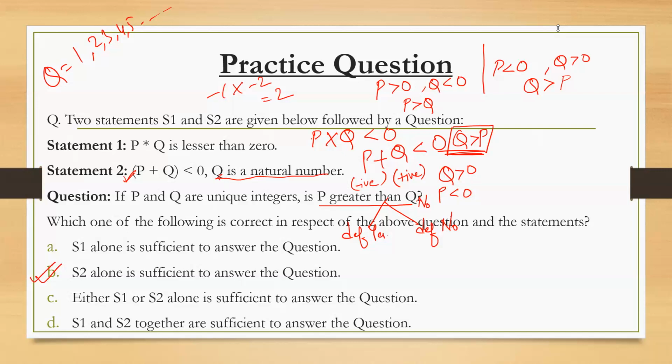So again, please remember, when we have statement based or data sufficiency questions here, we go with S1 alone first. Remember the order. S1 alone, S2 alone. If this is already proved, then we don't have to go further. Either S1 or S2, then both, then neither. This is the order that you have to follow. Fine.